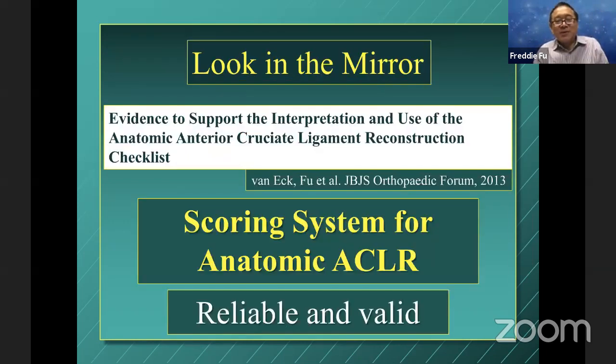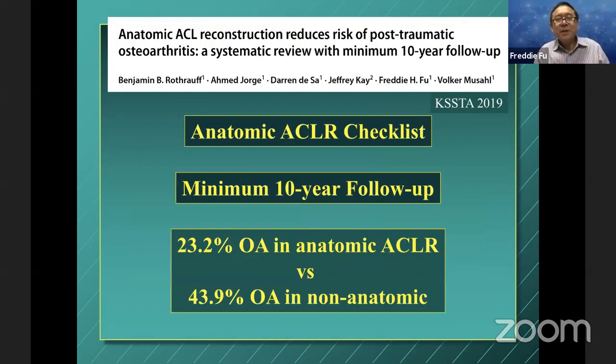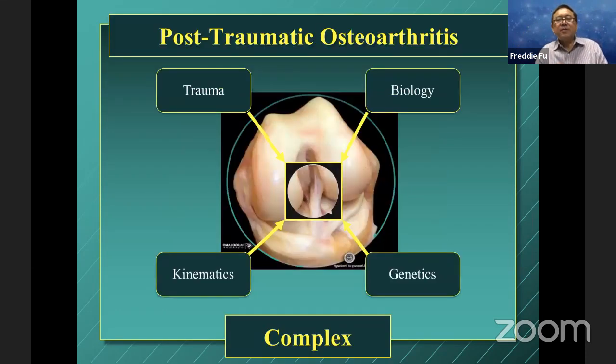So you have a scoring system for ACL to look at this article, so you can tell how good you are anatomically too. Now, we just recently did a study using this system to look at 10 years follow-up on many studies. So if you do anatomical reconstruction, you have much less arthritic changes than if you do non-anatomical reconstruction. Arthritic changes come from many forms: trauma, biological, kinematic, genetics.